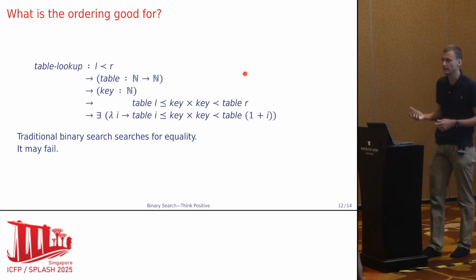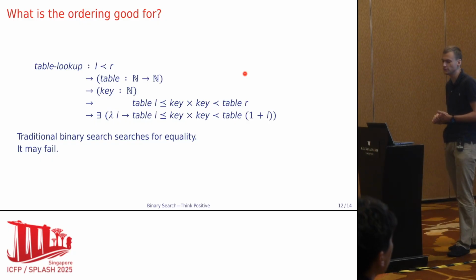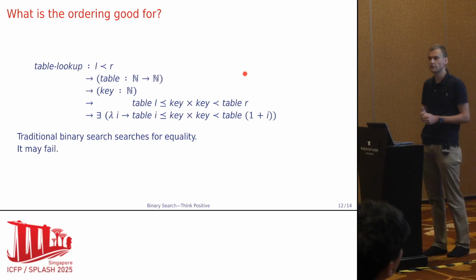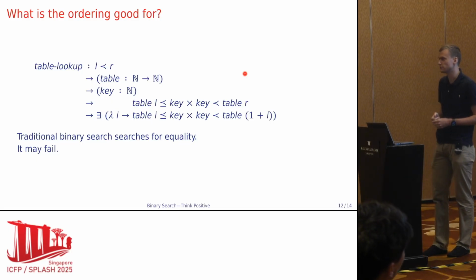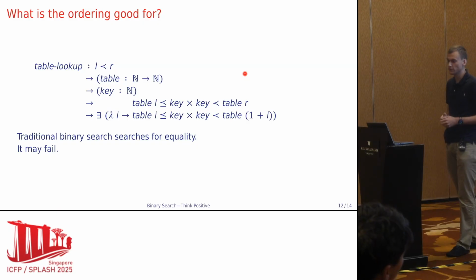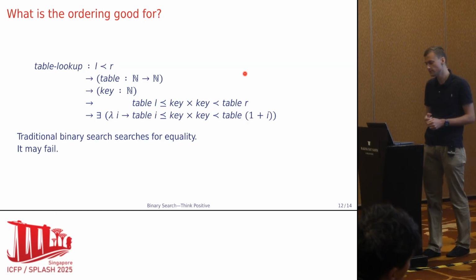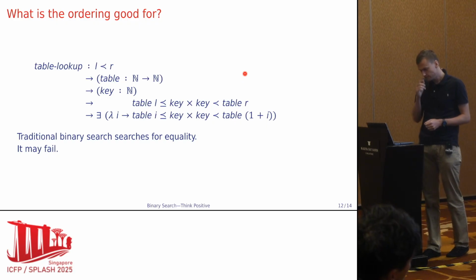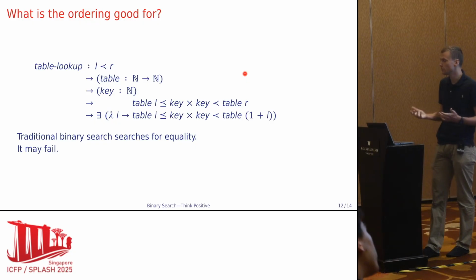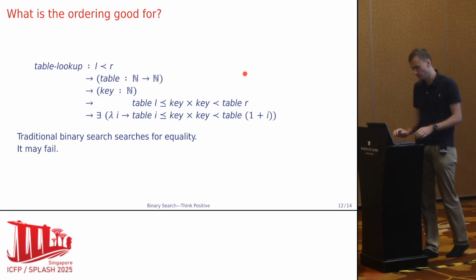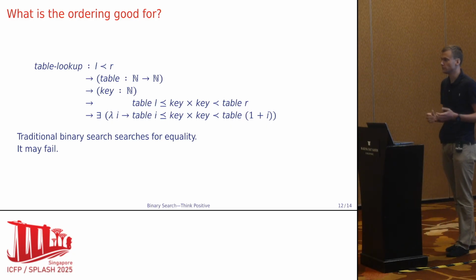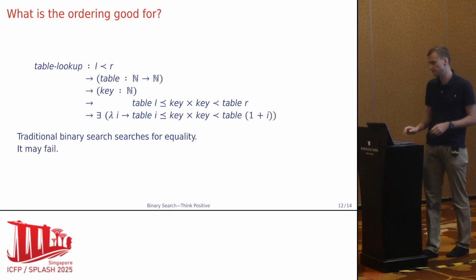So in traditional binary search, we search for equality, not for two inequalities. We want an I such that table(I) is really equal to key. And of course, it might be the case that there is no such I. It may fail, so we have actually a decision procedure. In this case here, we always succeed, but we somehow give less. But we didn't assume monotonicity yet.